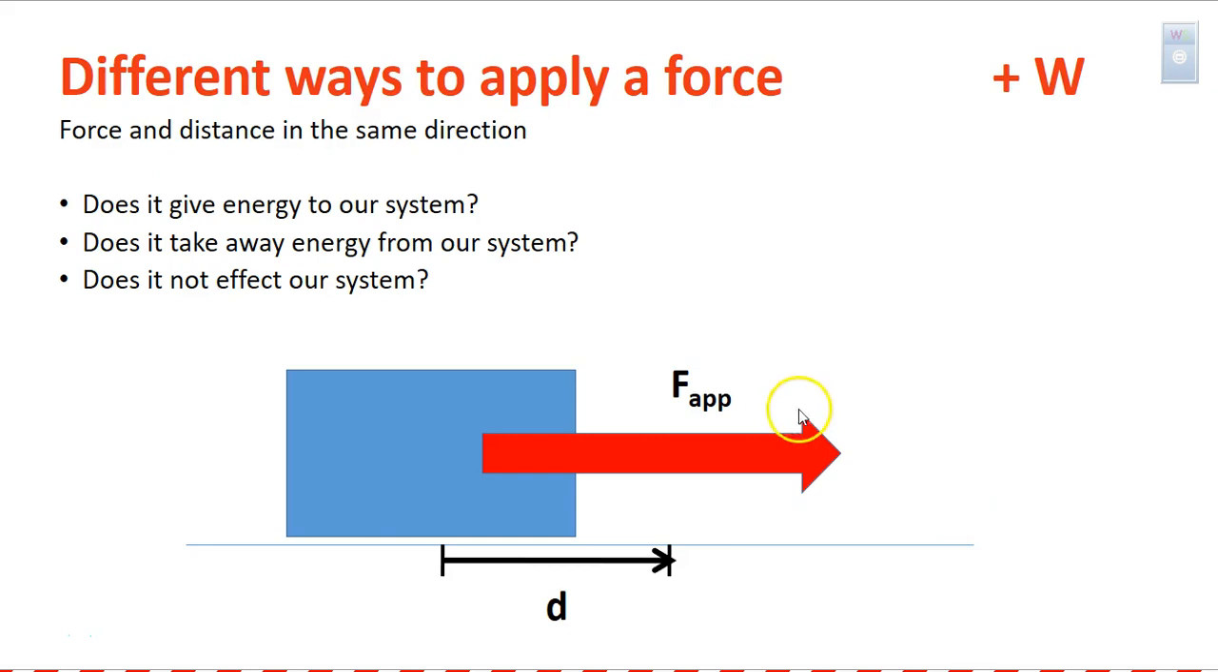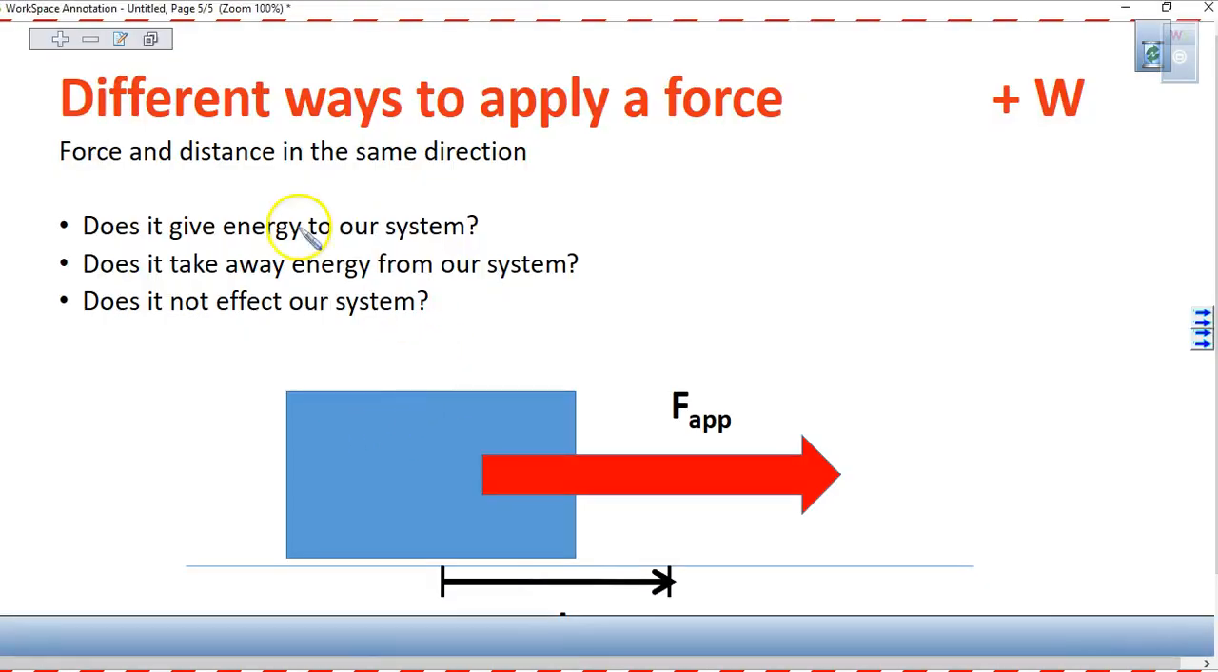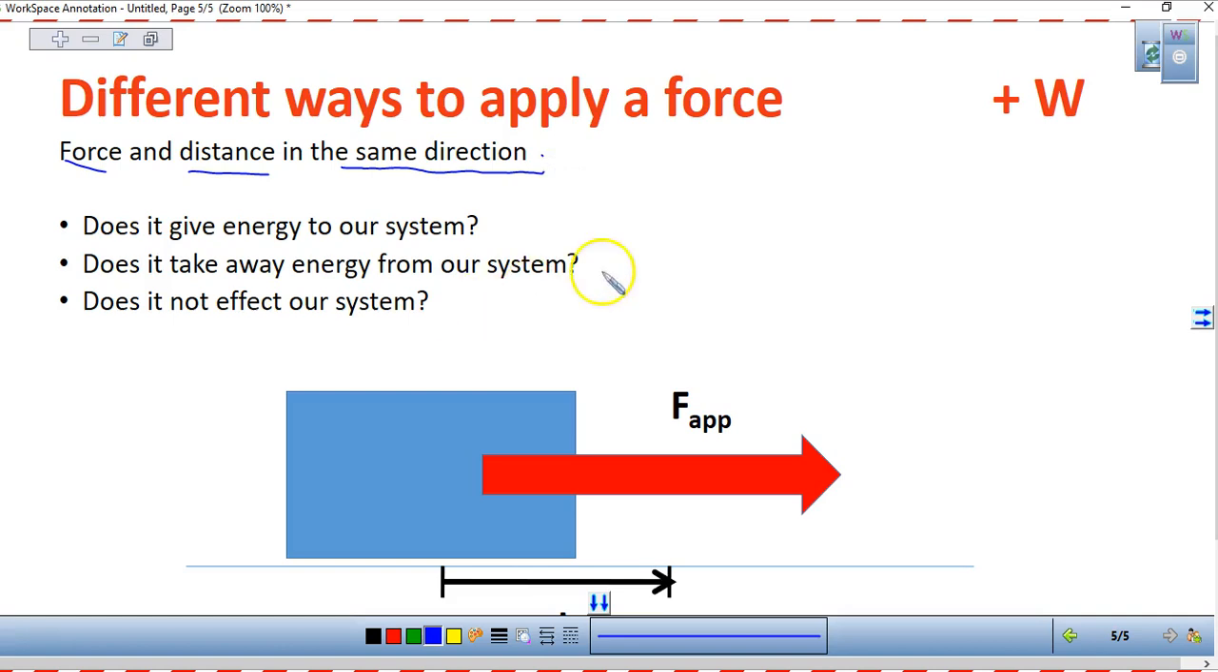Positive work. The condition for positive work is the following: force and distance are in the same direction. That's what it means to have positive work. Now, it doesn't have to be to the right. The force could be pushed this way and the object moving this way. This is still positive work. What you're saying with positive work is that this is the most effective way to move the object.